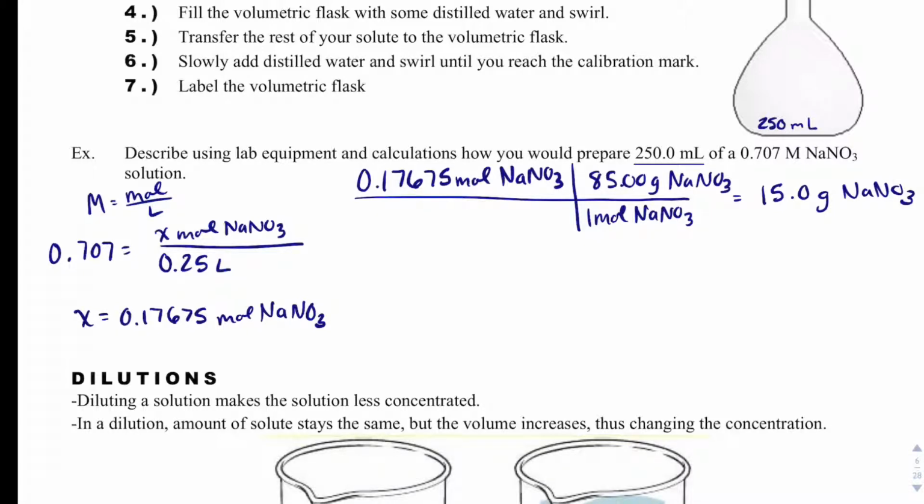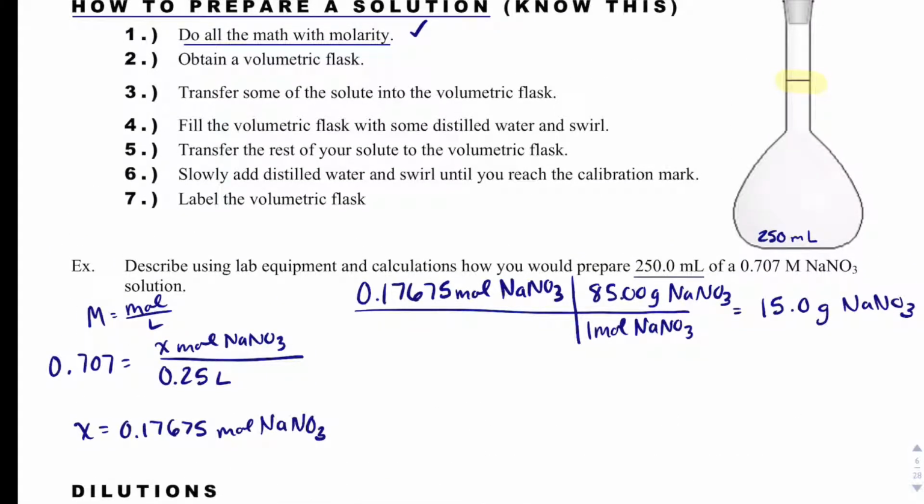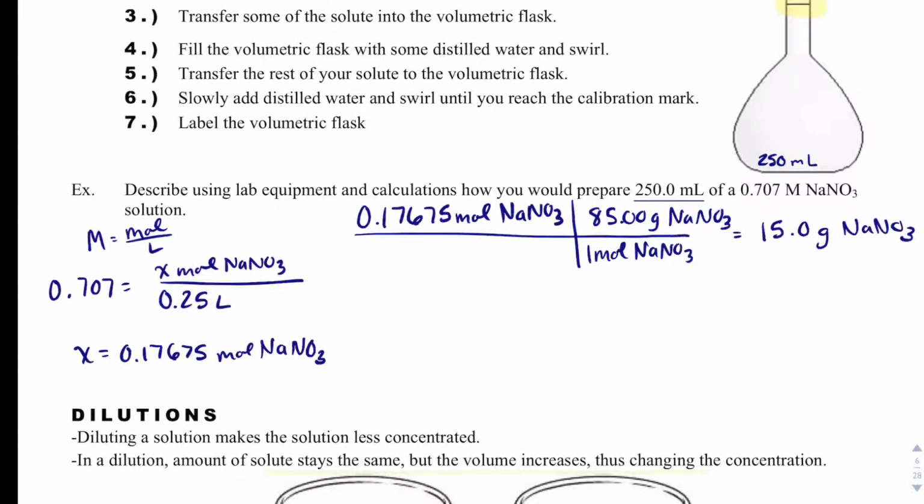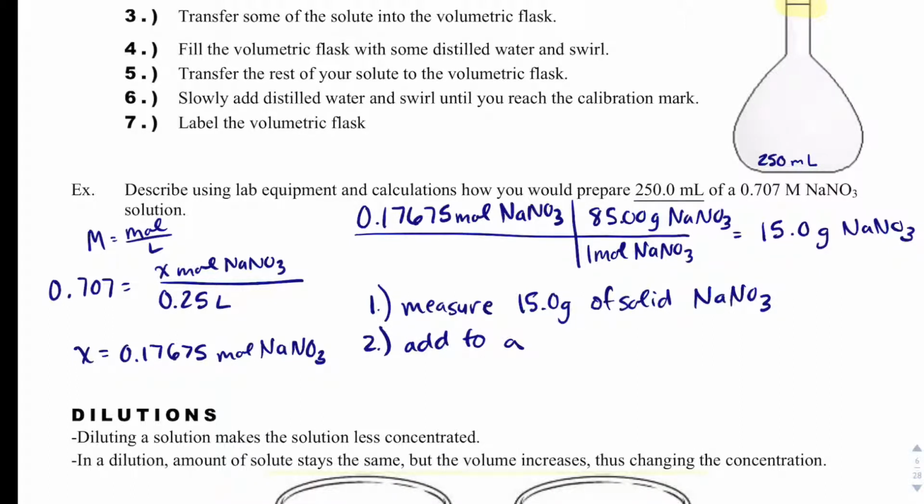Okay, so now I've done all the math. Now I just am going to explain what to do. Step 1, we're going to measure out, and this is assuming you put on proper safety goggles and gloves maybe, 15.0 grams of solid NaNO3. Step 2 is I would add it to a volumetric flask. Specifically, we need a 250 milliliter volumetric flask.